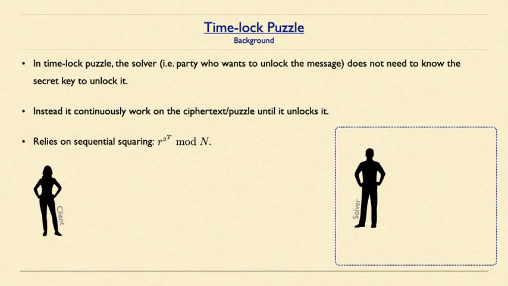In time-lock puzzle protocols, the party who wants to unlock the message does not need to know the secret key to unlock a locked message. Instead, as soon as it receives the locked message, it continuously works on it until it unlocks the message. The amount of time that requires to unlock a message is fixed and known ahead of time.